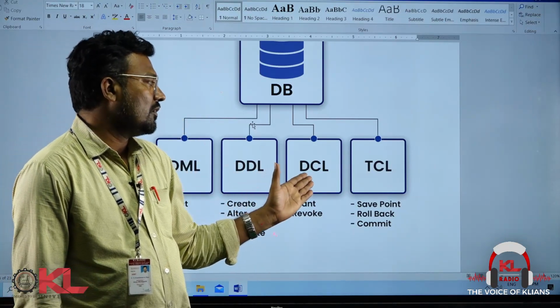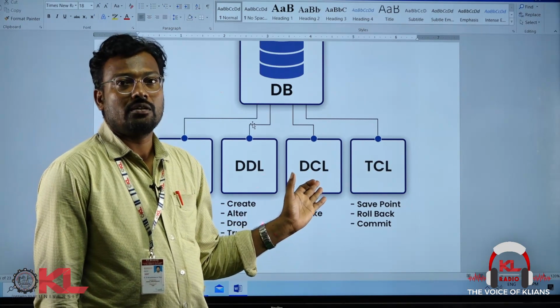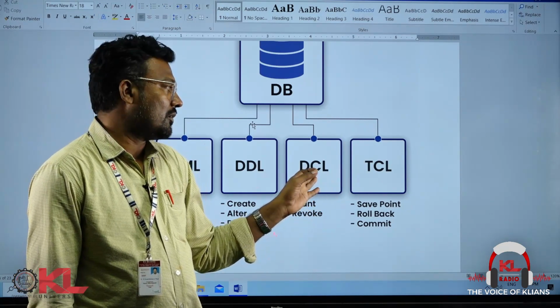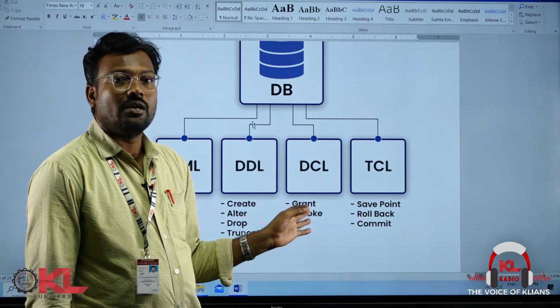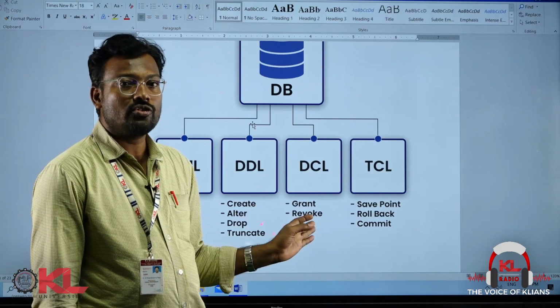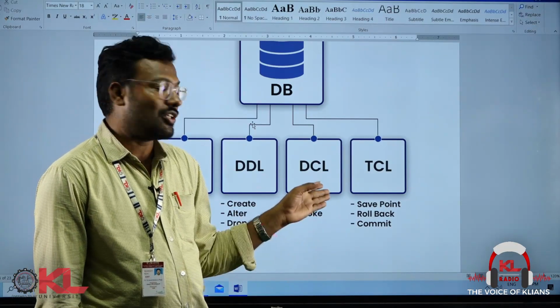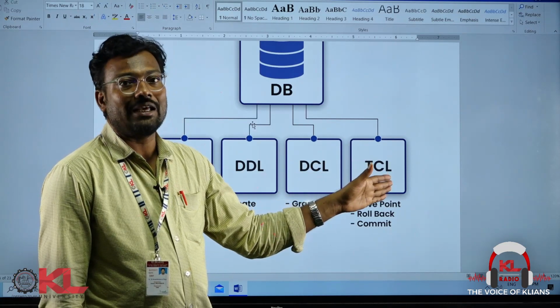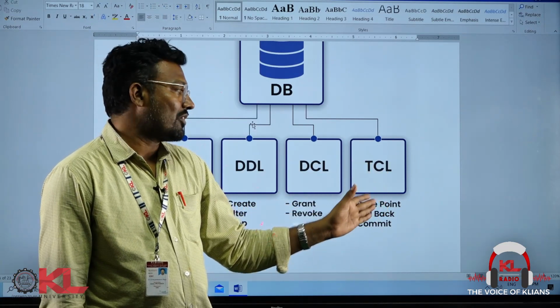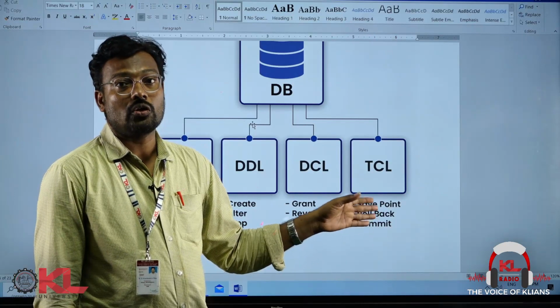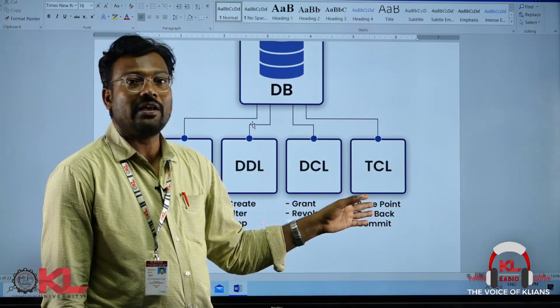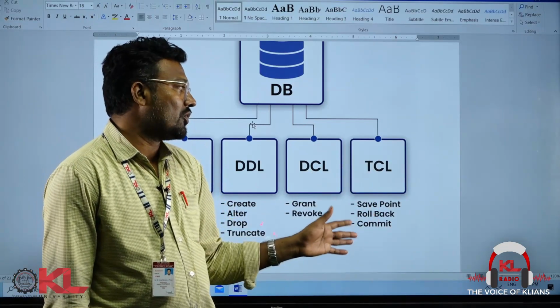And third is DCL, data control language commands. There grant and revoke are going to be used, and we are going to see what the purpose of those is. And the last category is TCL, transaction control language commands. There we are going to see commit, rollback, and savepoint, set transaction. Those things we are going to see in this.